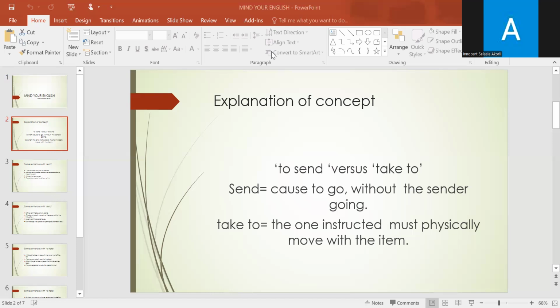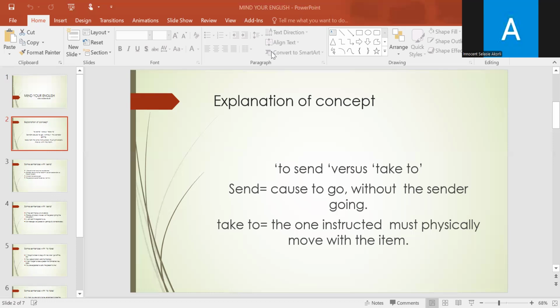So somebody who is well-versed in the English language can choose not to physically move the thing that you are referring to. In that case, you might think the person is disobedient or doesn't understand English, but that is not the case. I think the correct word should be to take to.